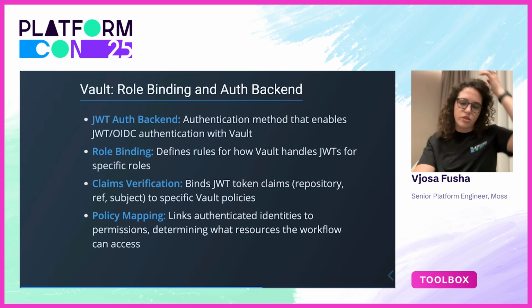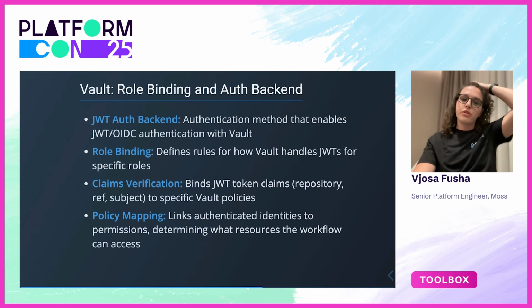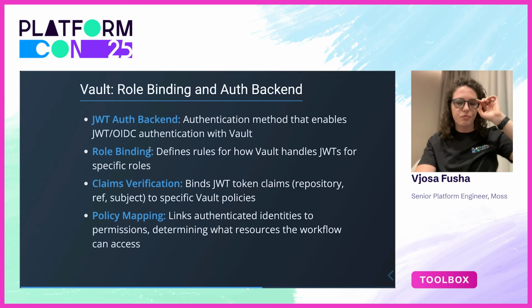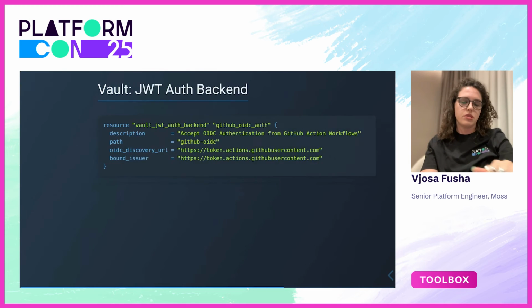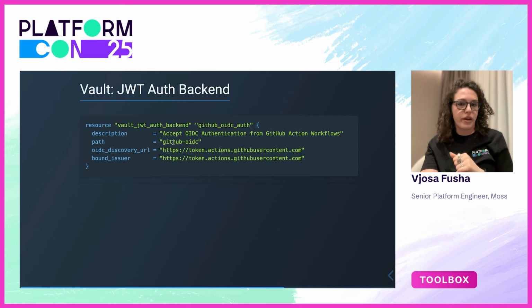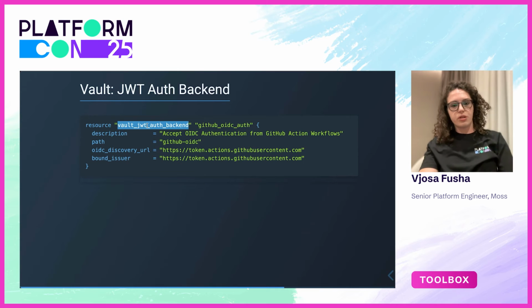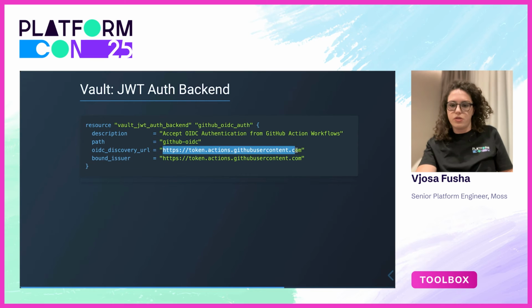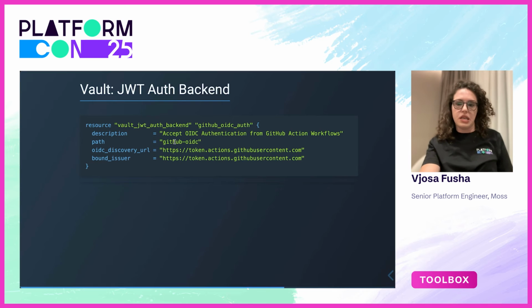Now, how do we do this on the Vault side? First, we need to enable this JWT auth. Once we have that enabled, we can create an auth backend, like here. We use this resource, Vault JWT auth backend. We define the path, the OIDC discovery URL, and the bound issuer. These are both the same for GitHub, as we also saw on the GCP side, and the path in my case is just GitHub OIDC.